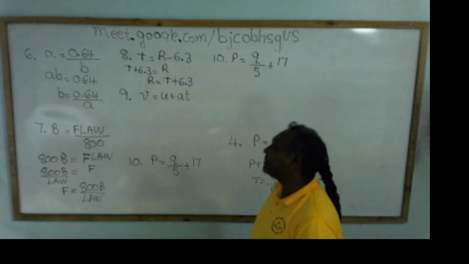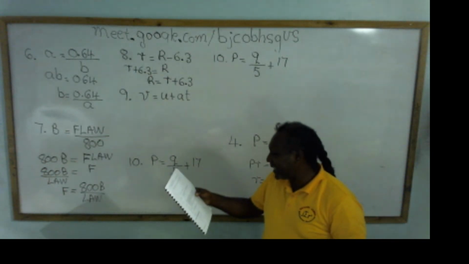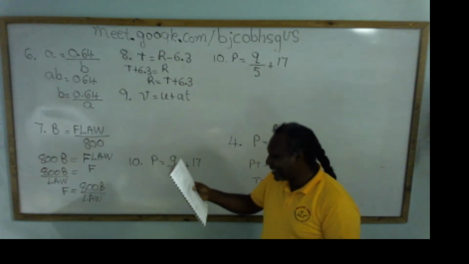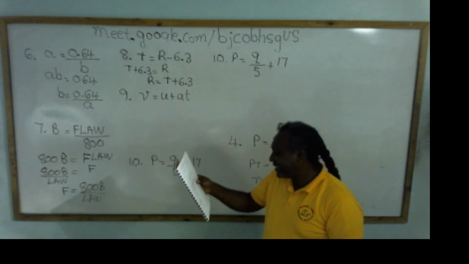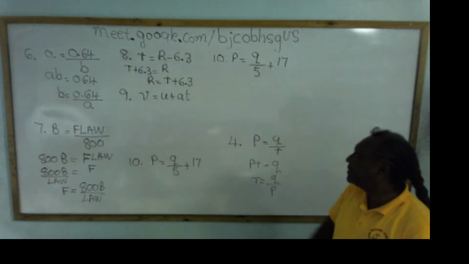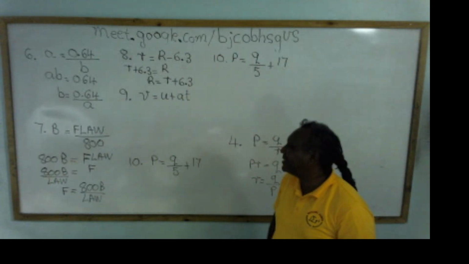Now, number 9, V is equal to U plus AT. V is equal to U plus AT is either for A or T, I think. So let us take a look at it. For A. Yes, for A. It's either for A or T, it is for A. Right. That's nice. I love number 9.